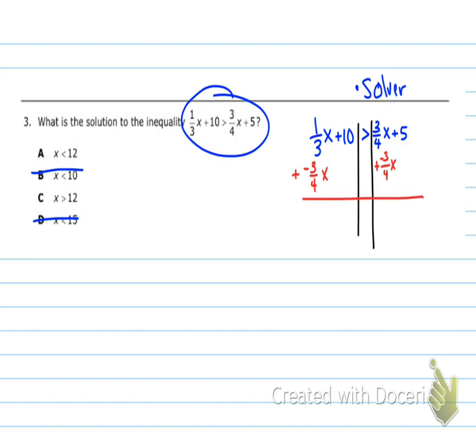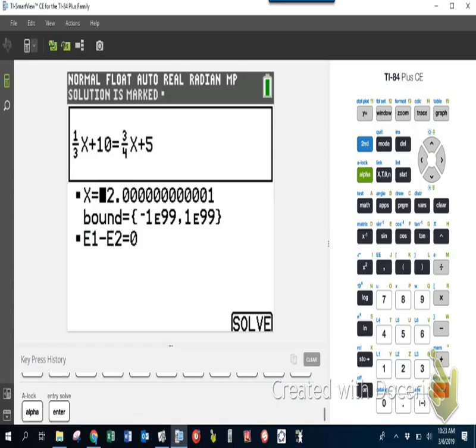All right, so we simplify. On one side, I'm going to be left with 5. Bring down my inequality. On the other side, I can bring down my 10. And then what is 1/3 plus negative 3/4? To make this easier on me, and so I don't have to spend a lot of extra time, I'm just going to go ahead and work that out.